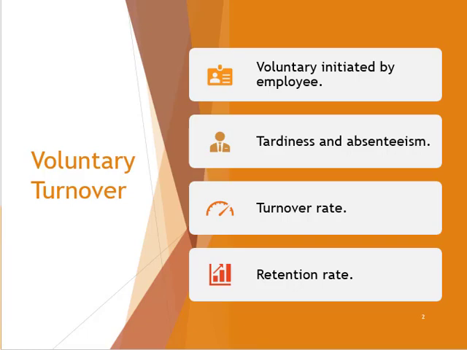There are leading indicators of voluntary turnover that should be monitored, including tardiness and absenteeism. These are often early signs that an employee may be considering leaving. Absenteeism, especially without notice, is a stronger indicator than tardiness and can signal disengagement or dissatisfaction with a person's role or dissatisfaction with the organization as a whole.